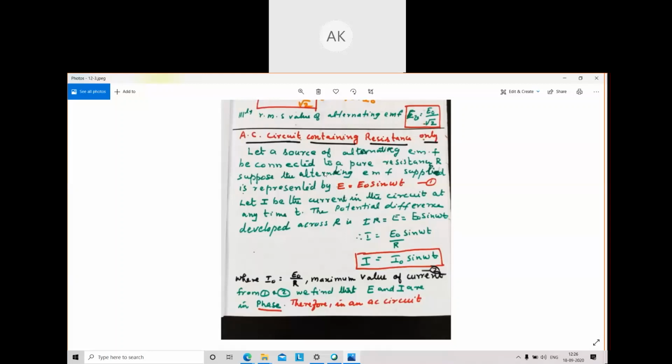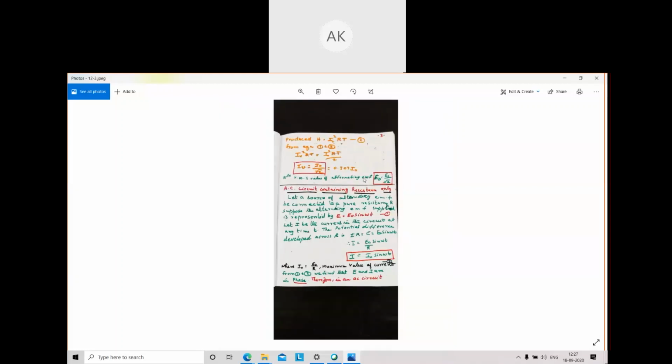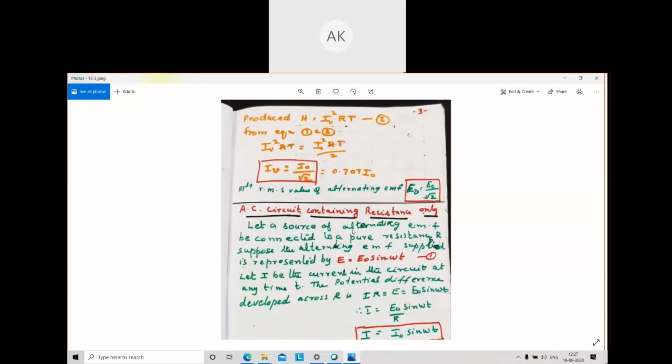So when AC is sent through a resistor, first we have to consider: suppose E equal to E0 sin omega t is the alternating EMF supplied to a resistor. Then what is the current? EMF is given. It is sent through a resistor. And the figure will be that.